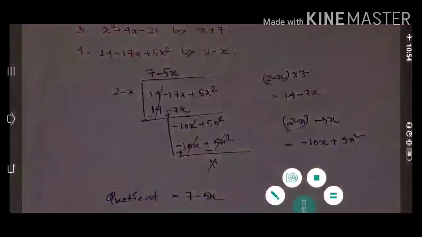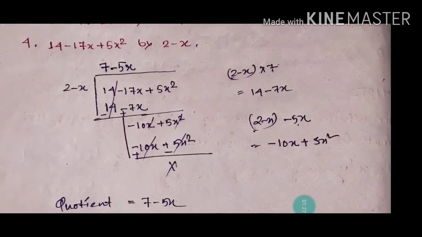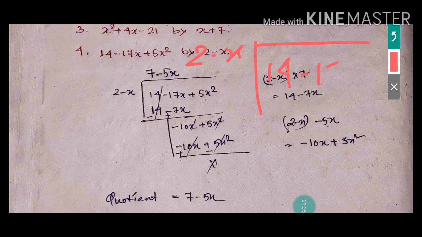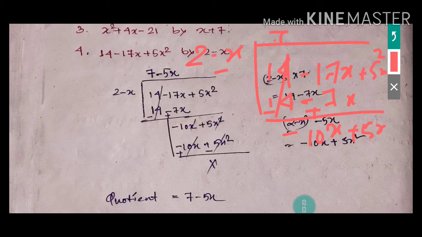Okay, so better I will do it here. 2 minus x, you are going to divide 14 minus 17x plus 5x square. So 2 sevens are 14. Now minus x times 7 is minus 7x. So this will be minus, this will be plus. This will get cancelled. Now from 17 if you subtract 7, how much will it be? 10. So which one is bigger? Minus 17, so that means minus 10x plus 5x square.